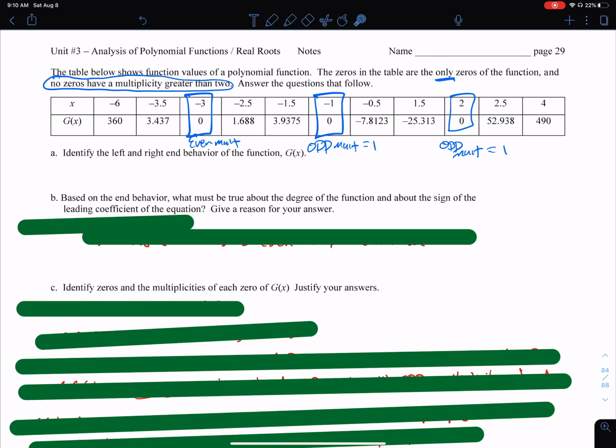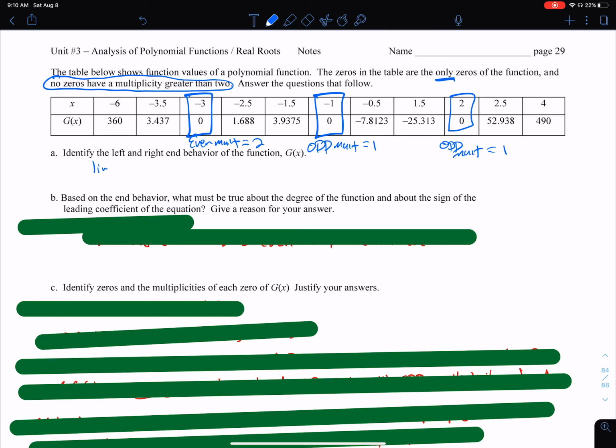Now, are we told what type of function this is? We are not. If this is an even multiplicity and it can't be greater than 2, then that means it has to be 2. So this function is 2, 3, 4. It's a quartic function. We know that for certain, based on all the information that we're given in the directions and the table.